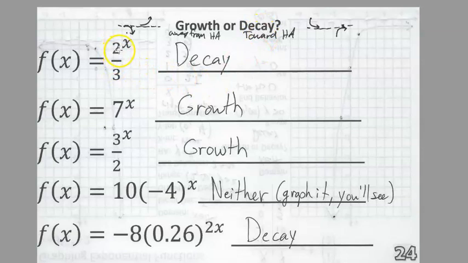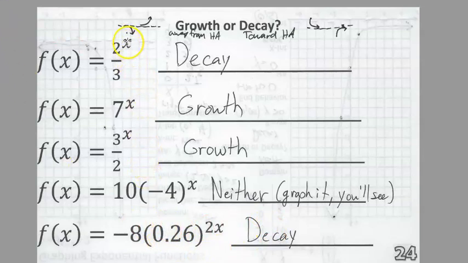Here are some examples of exponential growth and decay. We look at the base. This one is less than 1, between 0 and 1. That's why it's decay. A 7 is greater than 1, that's a growth. 3/2 is greater than 1, a growth. -4, that's neither. If you graph it, you'll see what I mean. And then 0.26, that's a decay because that's less than 1 and greater than 0.